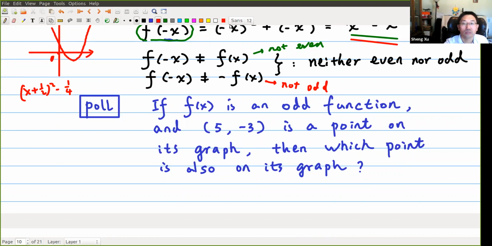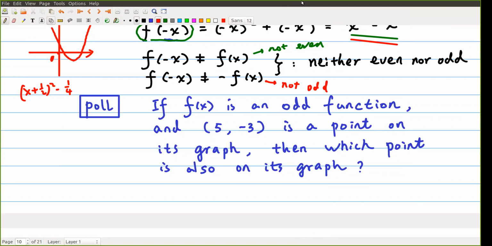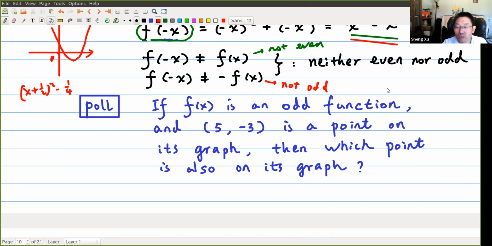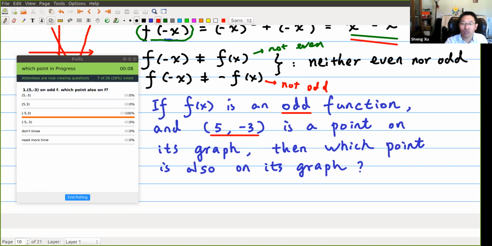Okay, so let me launch this poll, then we can take a break and move on to the next portion. I know many of you are familiar with this material, but this is just to pick up these things, so we are ready for later lectures. Here is the poll problem: if f of x is an odd function, and I know this point is a point on the graph, then which point is also on its graph?